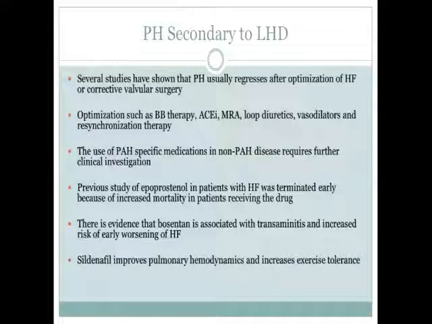There were studies with bosentan in patients with heart failure that showed an increased risk of worsening heart failure and caused transaminitis. And the one drug that was shown to improve hemodynamics and exercise tolerance was sildenafil, and that's actually used in the perioperative period in patients that are awaiting heart transplant, as we'll talk about. But mainly these therapies for this group are basically guided towards improving the underlying disease.